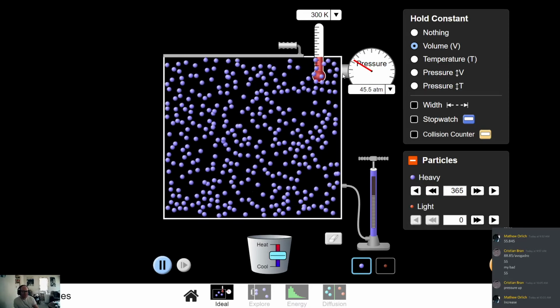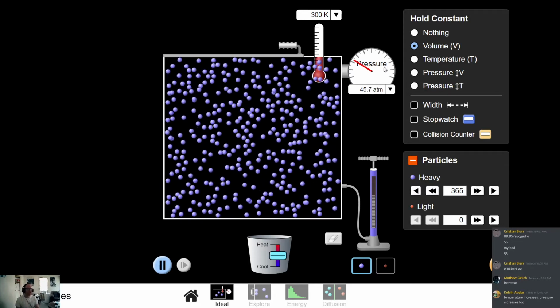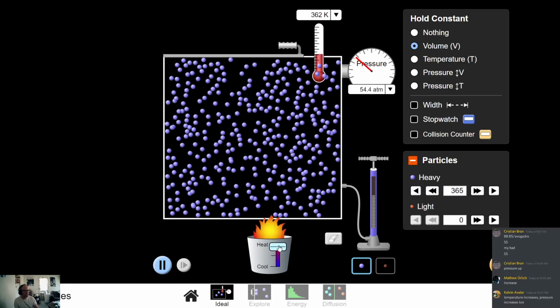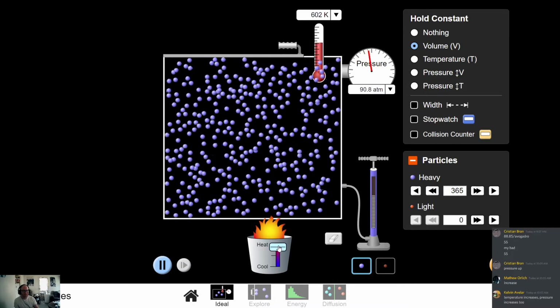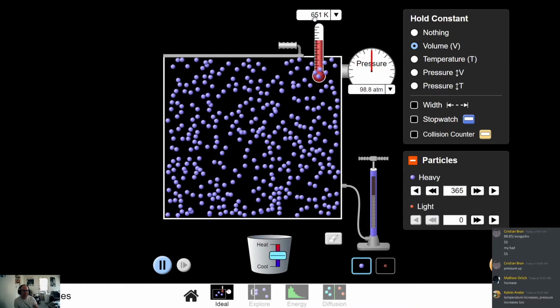Because a hot gas obviously has a higher temperature, and if it gets hot, then the molecules should vibrate more, so the pressure should increase, right? Is that obvious? I don't know if it's obvious, but I think you probably have some experience that tells you that's true, right? So there you go. You heat it up, and the pressure goes up. All right, now the temperature is at 651 Kelvin.